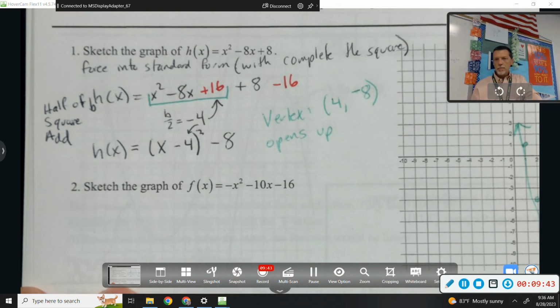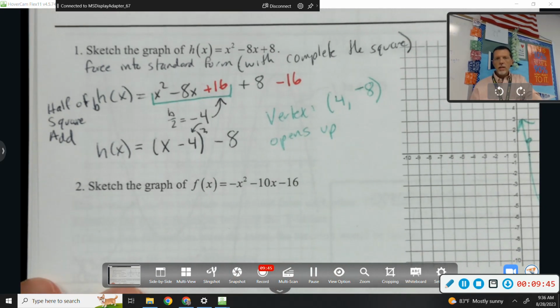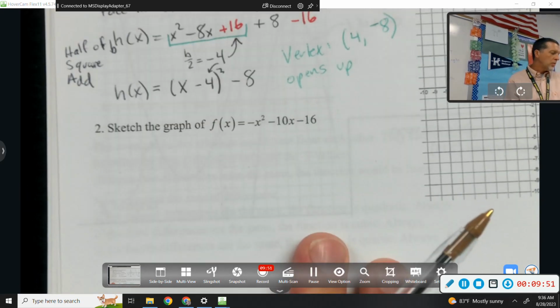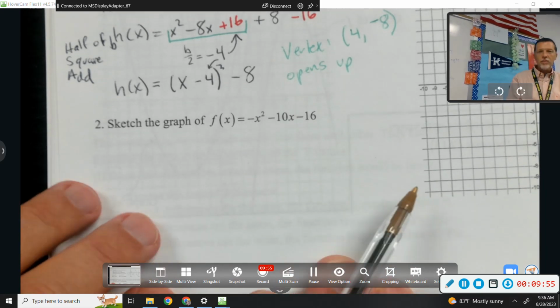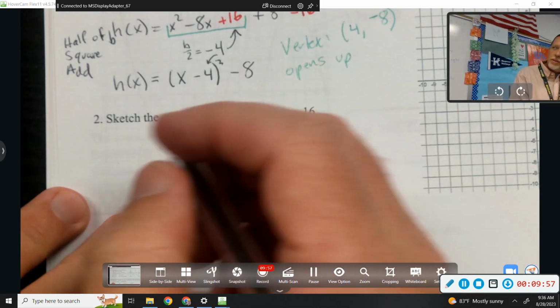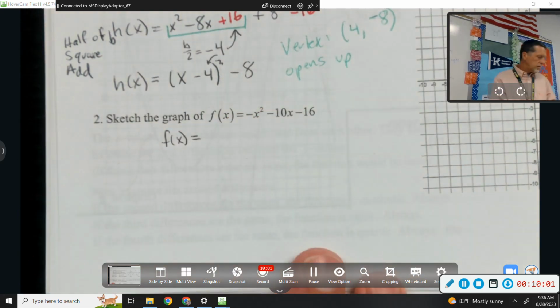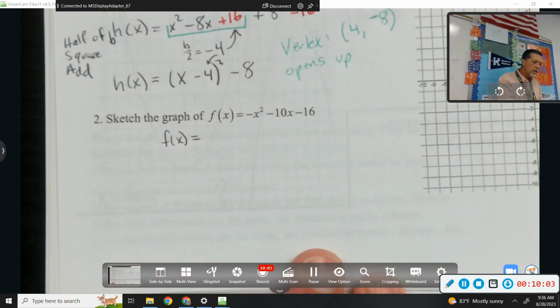It's a good question, but a lot of what we're doing today is complete the square to force it into standard form. So we're going to get some more practice here. Number 2.